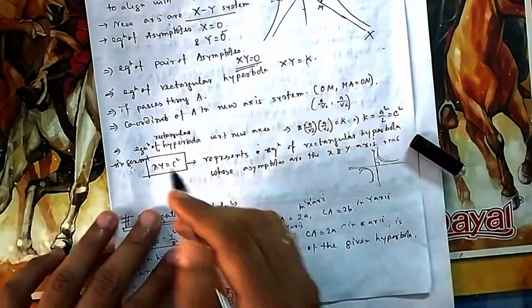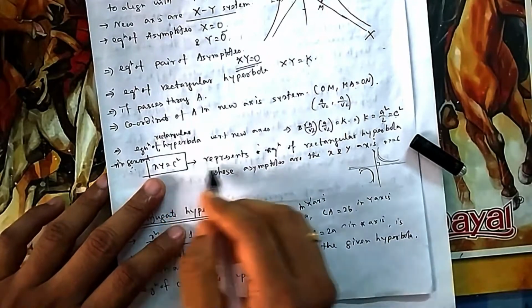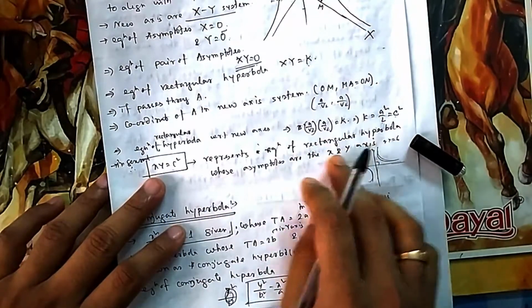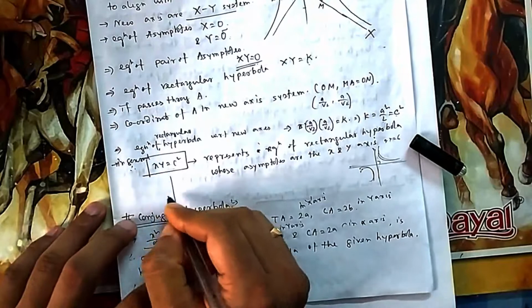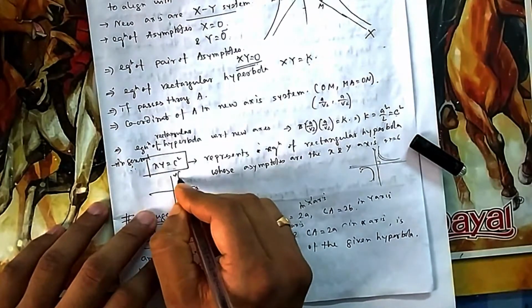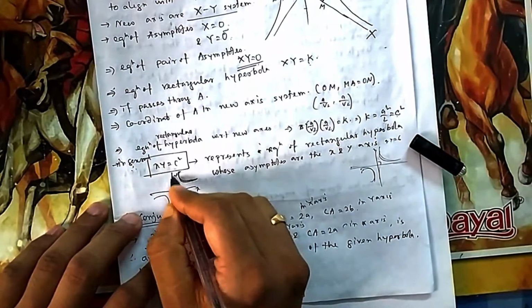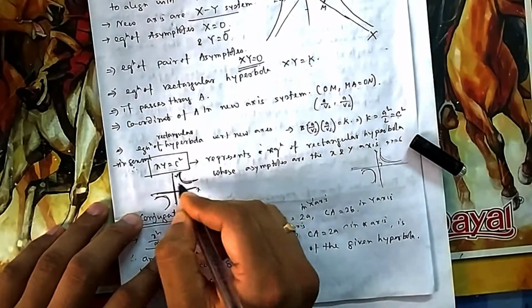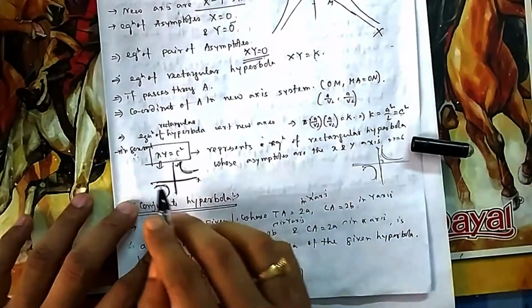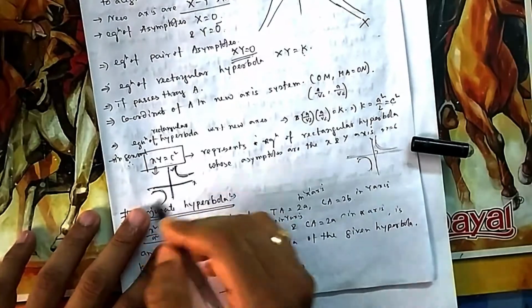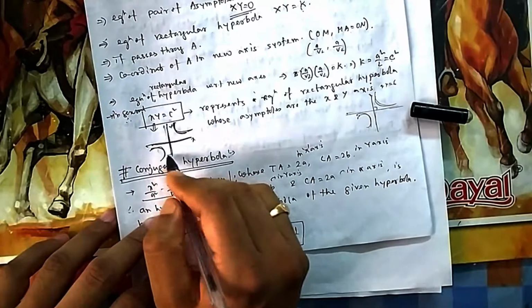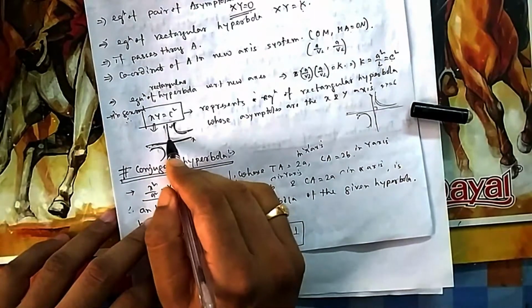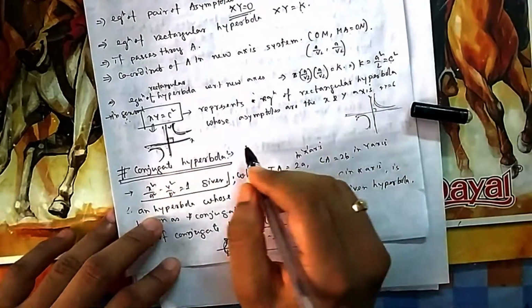Now what is the final conclusion? If xy is equal to c square, that will represent the equation of a rectangular hyperbola whose asymptotes are the axes. That means if you plot this, this is your x-axis, so this graph will be something like this, whose asymptotes are these and these. So you remember this graph, this is very important. If xy is equal to minus, then it goes in this direction. So this represents the rectangular hyperbola whose asymptotes are nothing but the axes themselves.